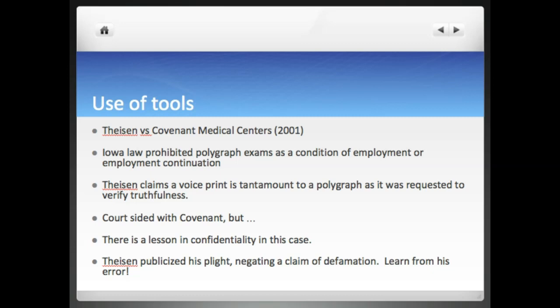So, use of tools: make sure that any tool that you plan on using, or plan on mentioning to a suspect or subject, is something that can legally be used in your jurisdiction. And most importantly, with this particular case, a side lesson is that if they want to make this a public matter, you can't really stop that. But don't you make it a public matter of anything you find in an investigation, because a defamation suit will follow and it will be successful.